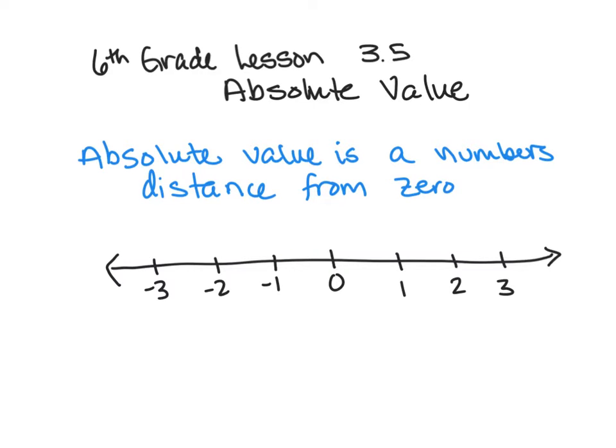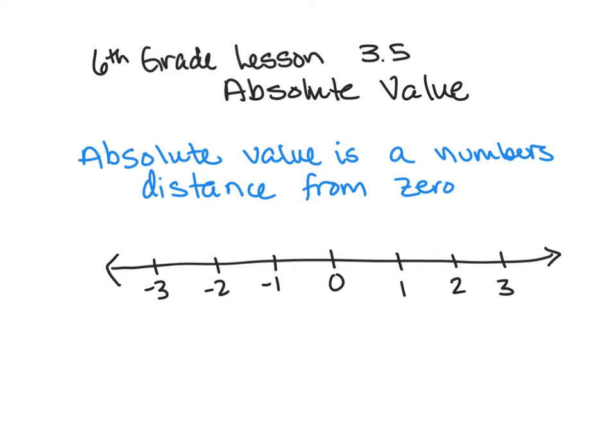So if I had a negative 3, how many steps is that from 0? 1, 2, 3 steps from 0. So 3 is the absolute value of negative 3. 3 is also the absolute value of positive 3. 1, 2, 3 steps from 0.